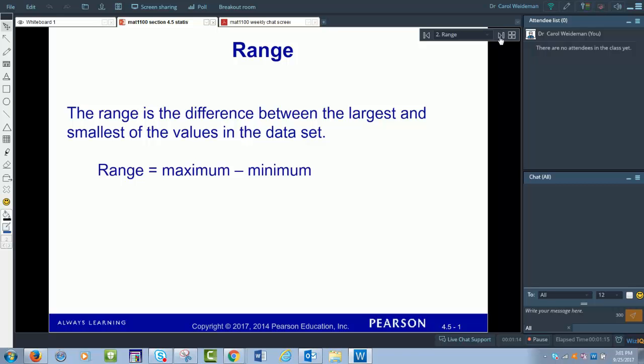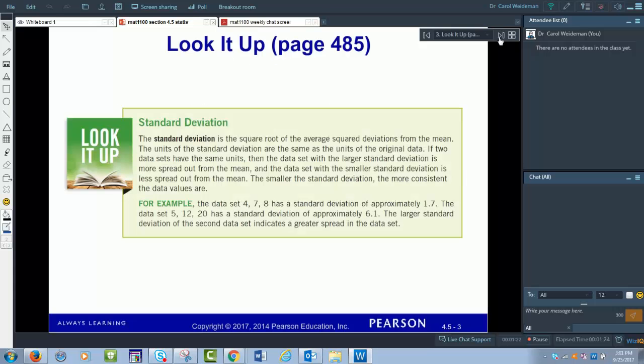Now the problem with this is it only uses two data points, the max and the min. The rest of the data we collected is not used at all to calculate the range. So let's talk about a measure that uses all the data, and it's called the standard deviation. And it's actually an average of the deviations of each data value from the mean of the data set. And we're going to work through an example in a minute, but it's called the square root of the average squared deviations from the mean.